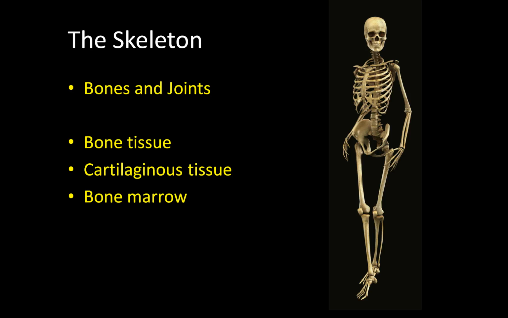Bone marrow is a very special connective tissue. It can be found inside the hollow spaces of bones. You will find that there are two types of bone marrow, red and yellow, where red bone marrow is critical as it is where red and white blood cells are formed.